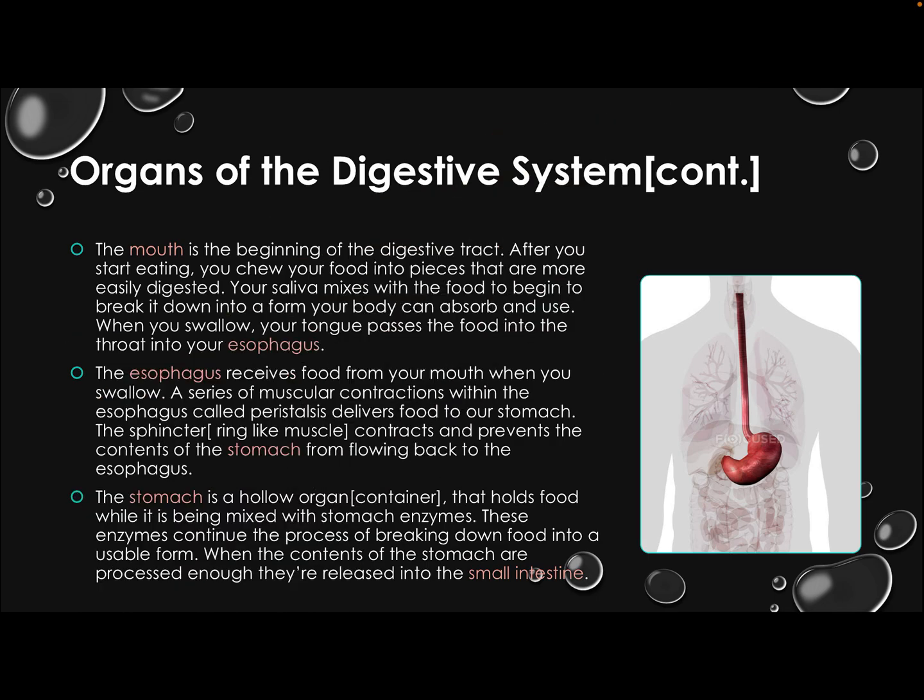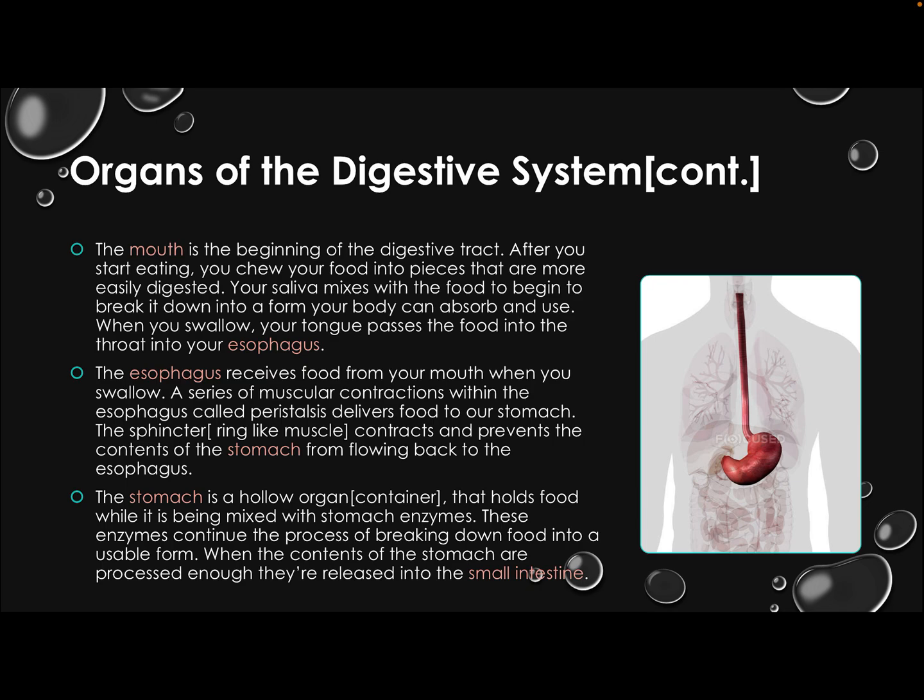The mouth is the beginning of the digestive tract. After you start eating, you chew your food into pieces that are more easily digested. Your saliva mixes with the food to begin to break it down into a form your body can absorb and use. When you swallow, your tongue passes the food into the throat, into your esophagus.